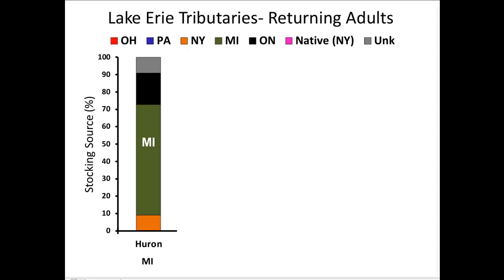And I'm going to go from west to east on here. So this is the Huron River in Michigan, and I have them here right across Ohio, Pennsylvania, New York, Michigan, Ontario. We got some fish in there. There's some natural reproduction in New York, so we were able to look at those. And we have a small unknown pool. So what do you get out of this picture right here?